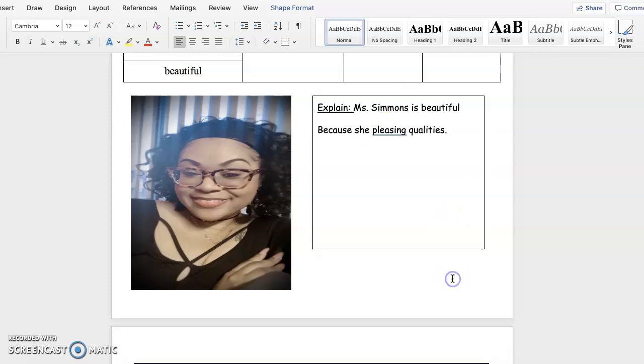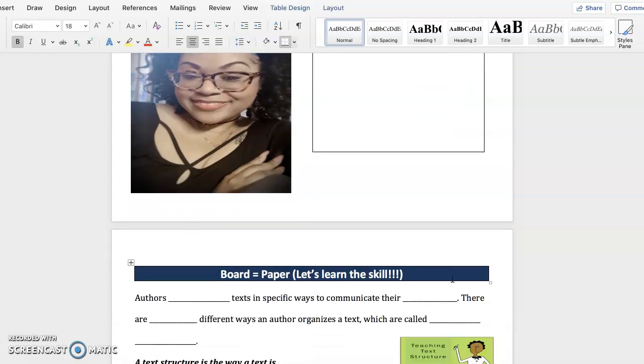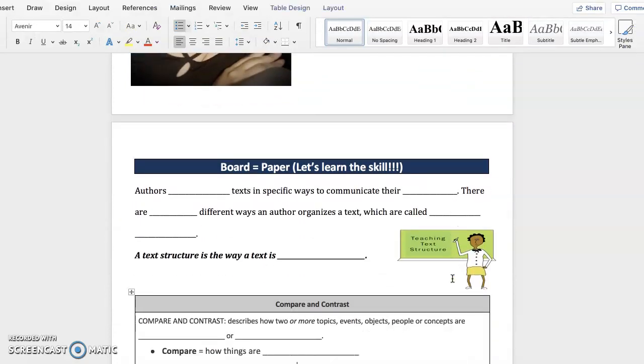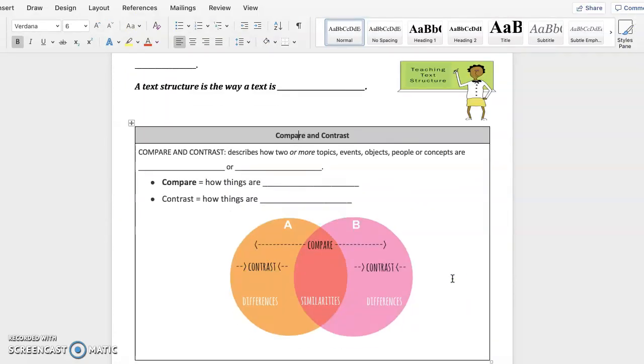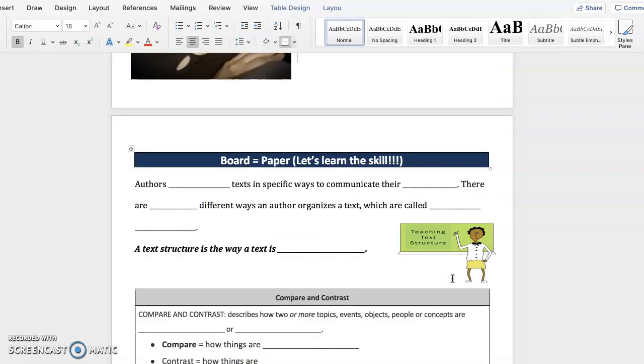Okay, all right, excellent. So let's go ahead and move right along. We're moving on to our board equals paper. Yesterday, guys, I kind of forgot to include the introduction of what a text structure is because we pretty much have been going over that. But in case you forgot, just follow along with me.